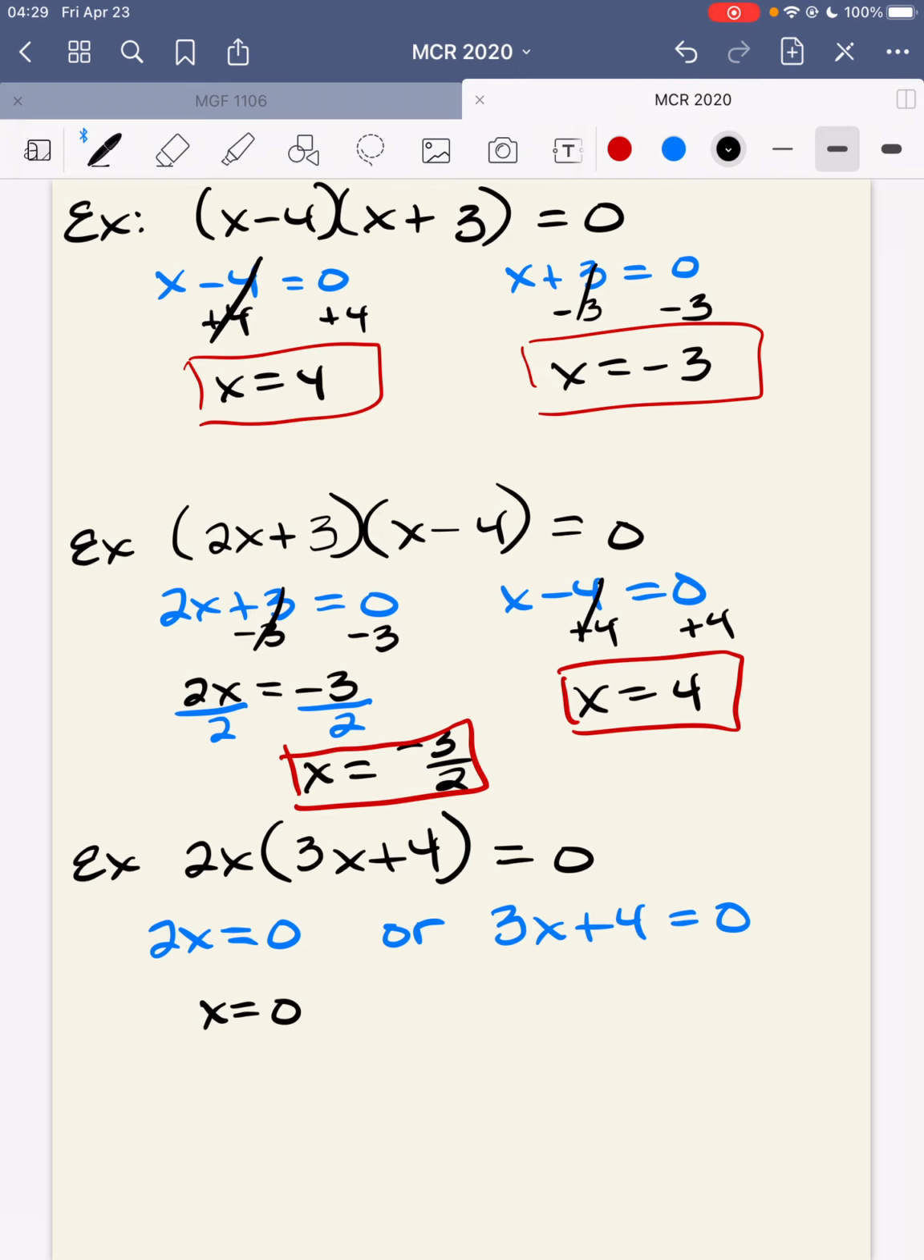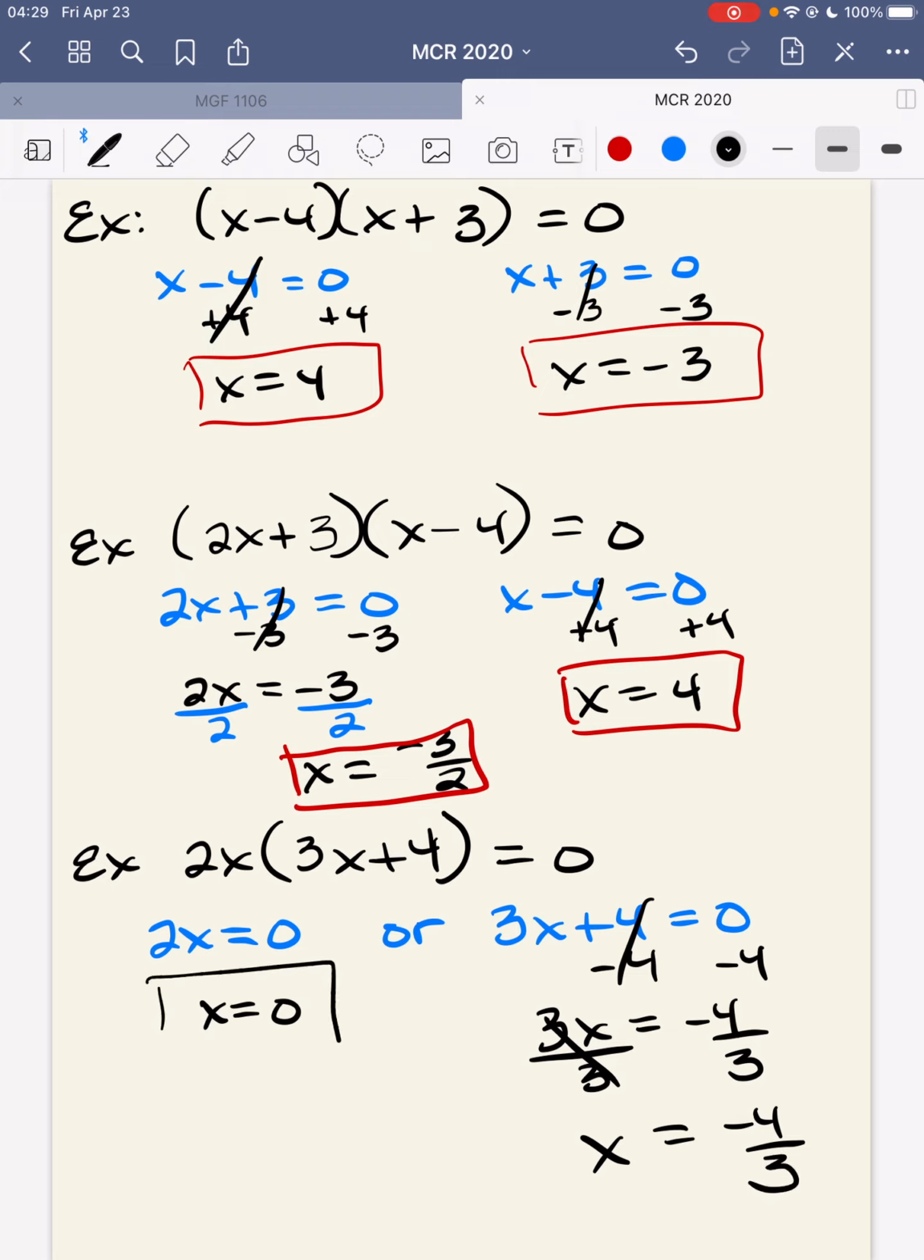3x plus 4 is equal to 0. Oops, sorry. So subtract 4 from both sides. And I have 3x is equal to -4. We're expecting a fraction here. We'd go ahead and divide by 3. And x is equal to -4 over 3. And as long as you have the 2 pieces there, you are ready to go. And you can always put these in and test your answers.